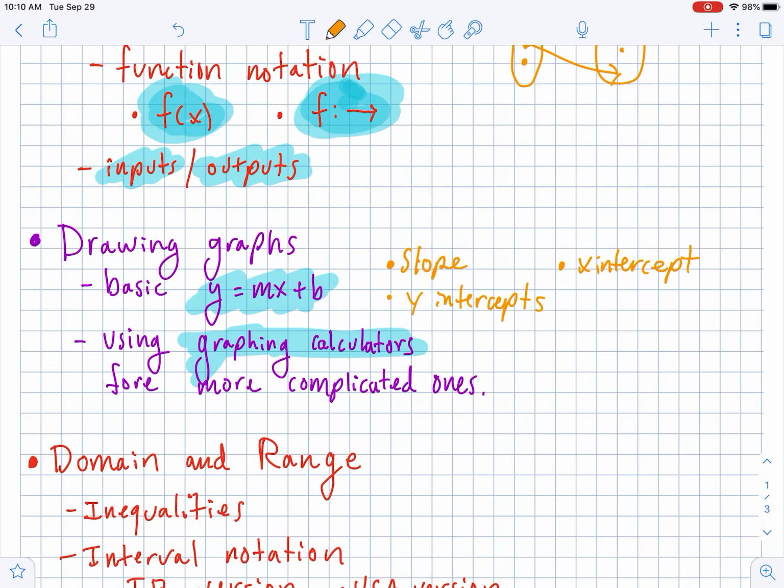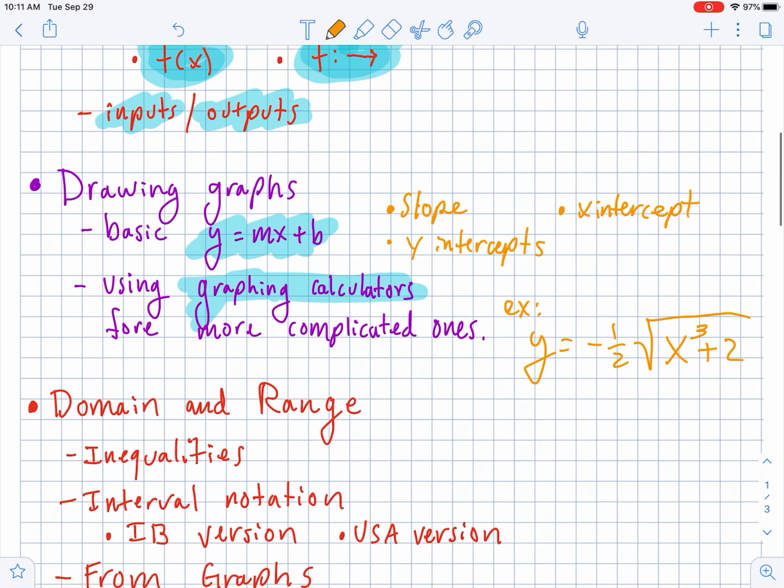So at this point, if I throw something like y equals negative 1/2 square root of x to the third plus 2 at you, I don't expect you guys to know what that looks like. I don't even really know what that looks like just looking at it. So I would reach for a graphing calculator. Be able to adjust your windows and make it look nice.